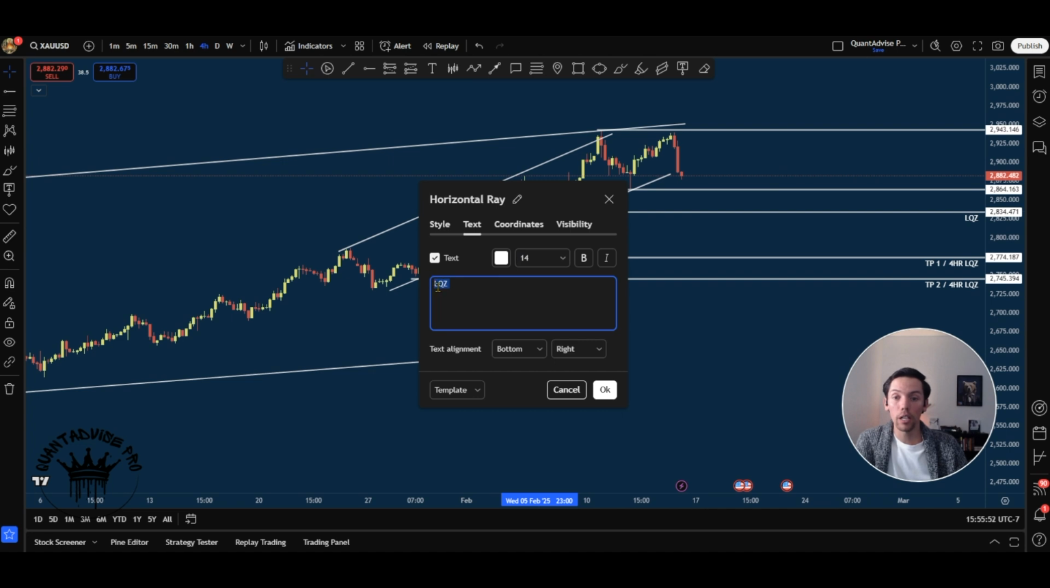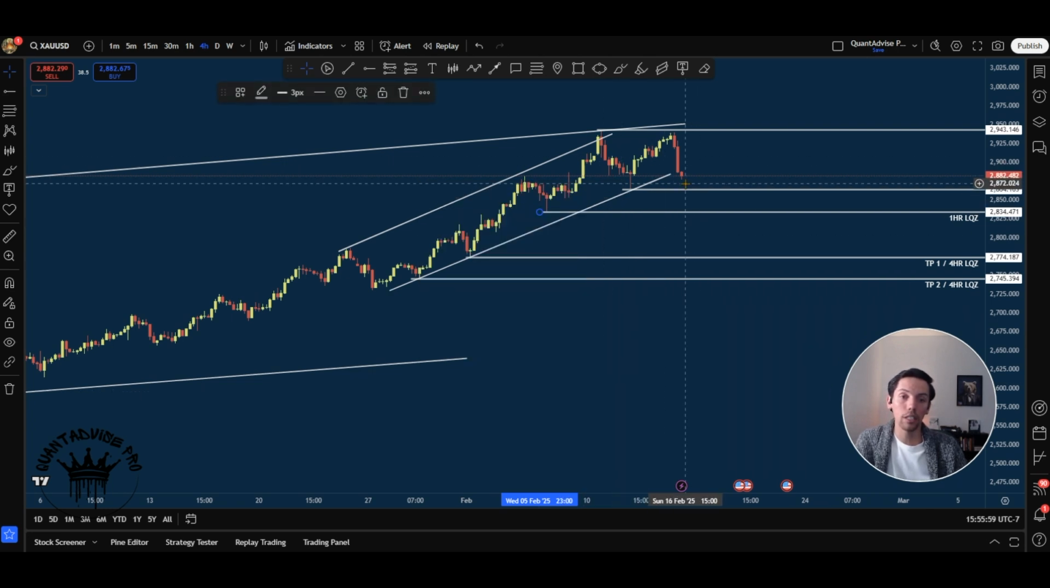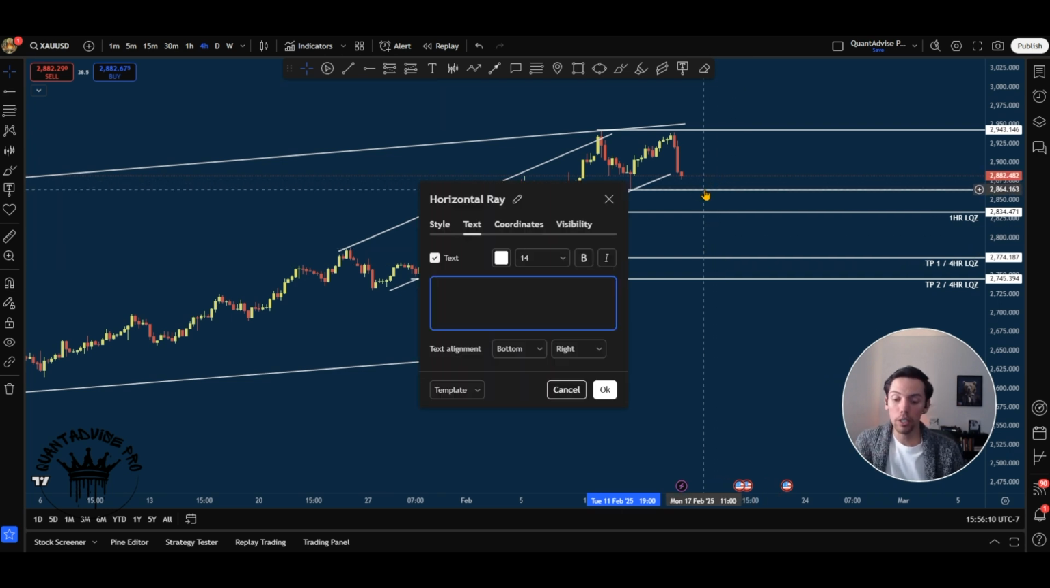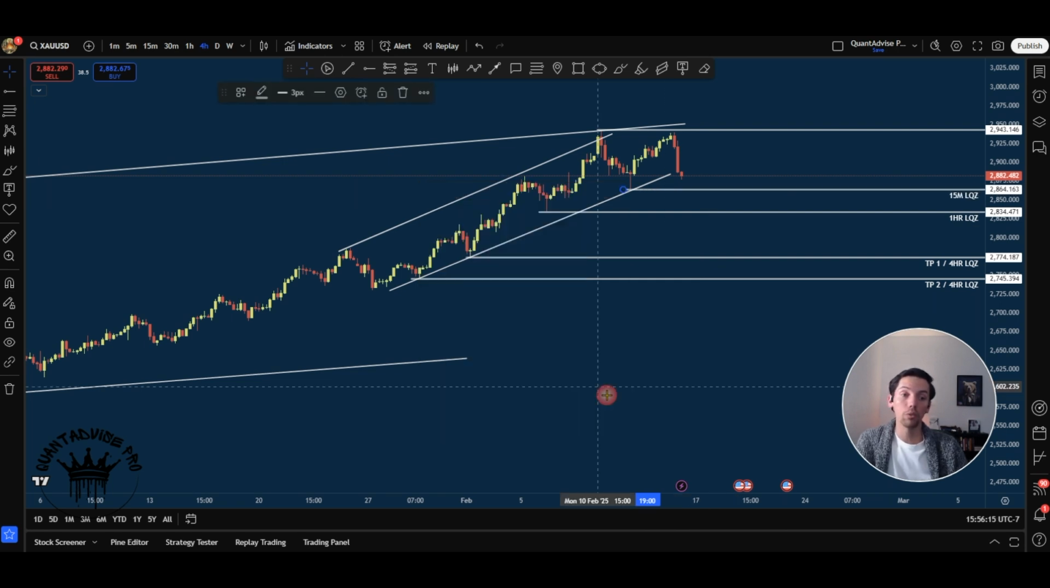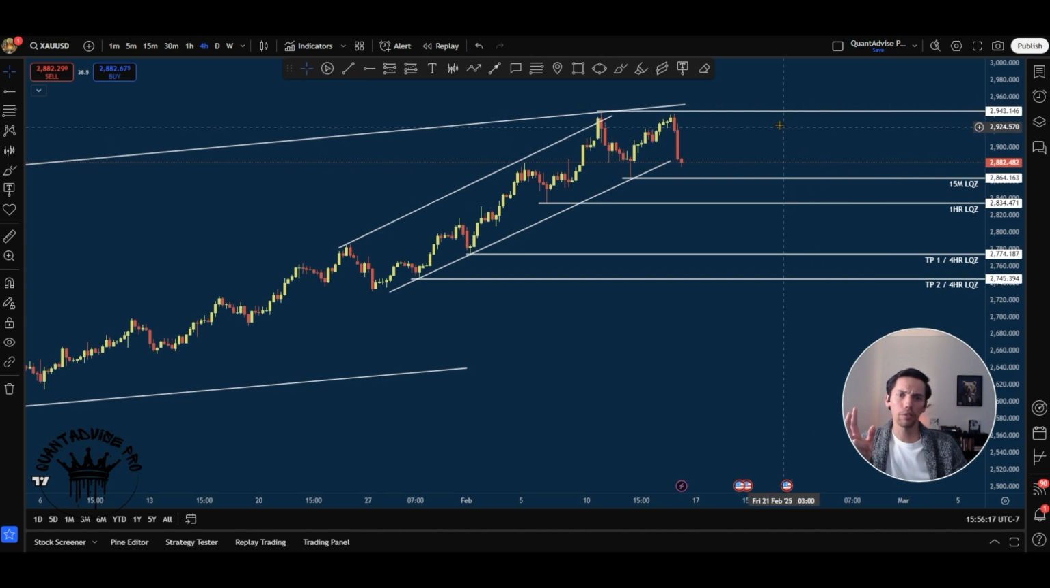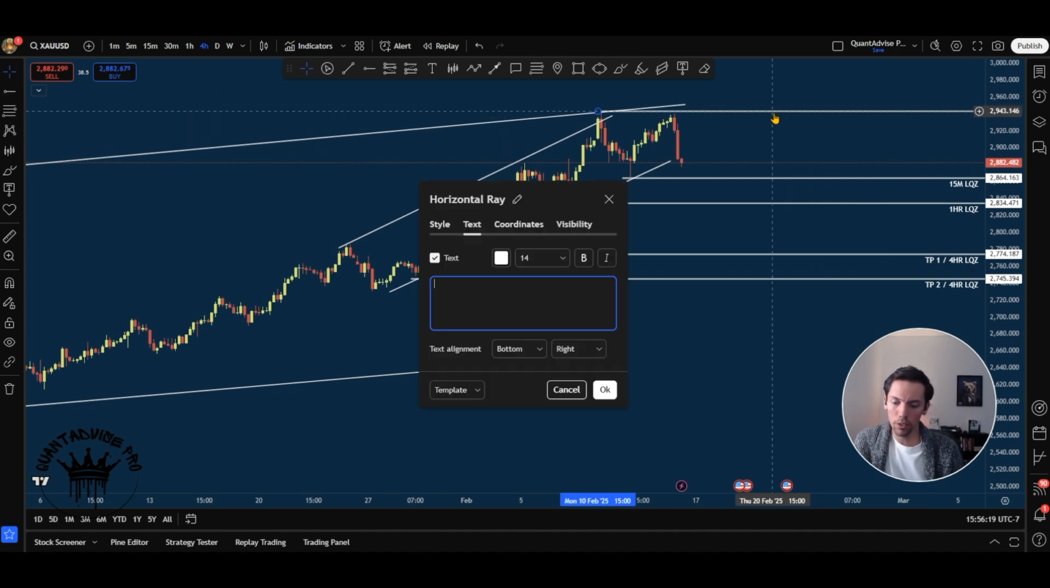This one's going to become a 1 hour, right? Because it's a little bit closer to where price actually is. So price could fulfill this within a couple hours. So I'm going to keep that within a 1 hour. And these down here, I'm going to keep within my 4 hour time frame. Now this one's going to be a shorter liquidity zone, or liquid zone. And I'm going to label this one a 15 minute. And this one is also going to become a 15 minute liquid zone.